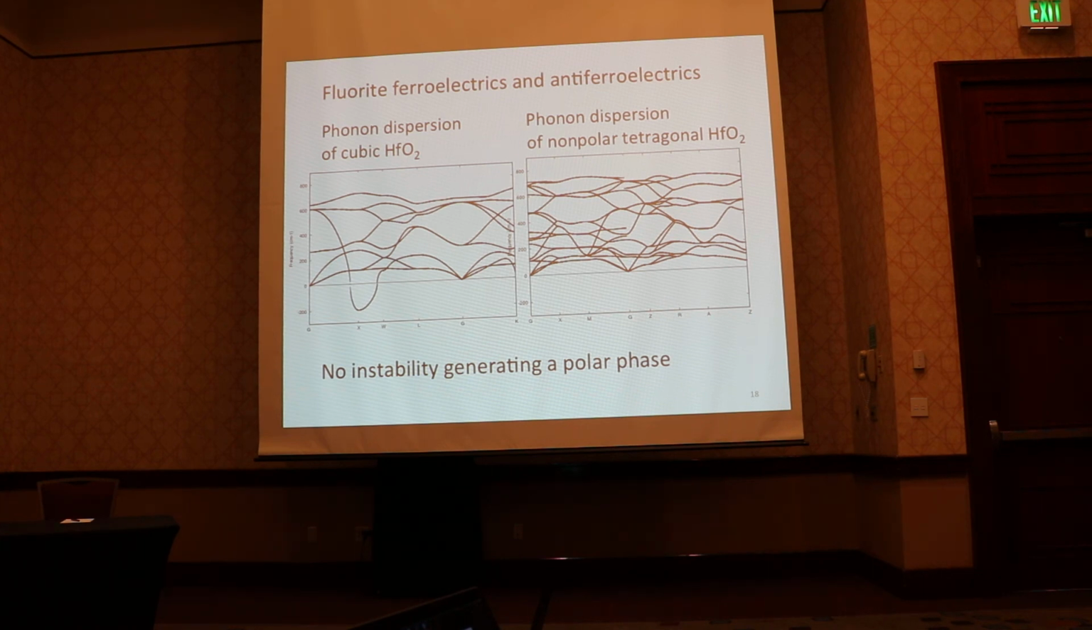In hafnia and zirconia, I would say there's no trace of the polar phase in the phonon dispersion of the fluorite structure. So this is the phonon dispersion of the fluorite structure. This unstable mode here is at the X point. There's no unstable mode that leads to the polar phase. This instability generates the nonpolar tetragonal phase. And if you go to the nonpolar tetragonal phase and compute the phonons there, everything's stable. So there's no guide here to take us to the polar structure.